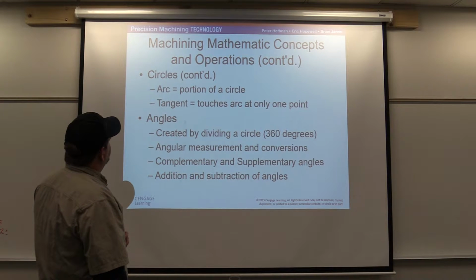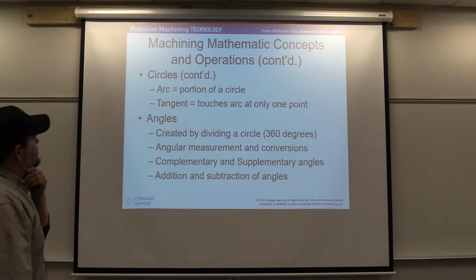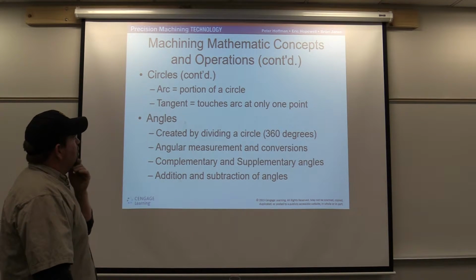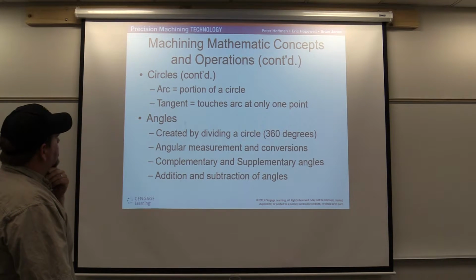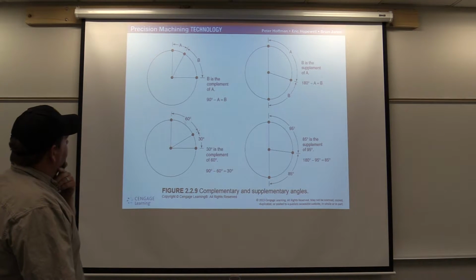So we're going to talk about circles, continued. Arc, a portion of the circle, we just covered that. We'll talk about the tangent, which touches the arc at only one point. Angles are created by dividing a circle 360 degrees completely. So let's break this down some more, okay?